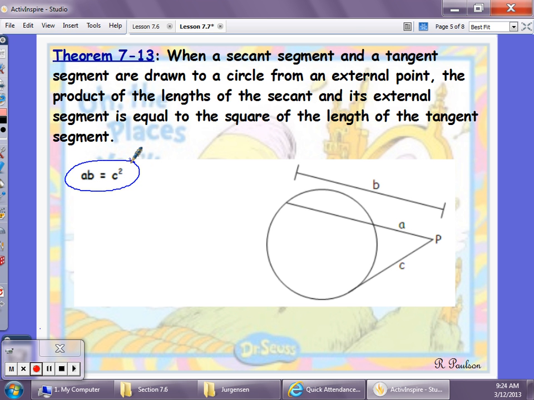So again, I have a diagram here, and I went ahead and gave you a little formula to help explain Theorem 7-13. So we can take the length of the secant times its external segment. So we can take A times B and set that equal to the square of the length of the tangent. So in this case, C squared. So A times B is going to equal C squared.